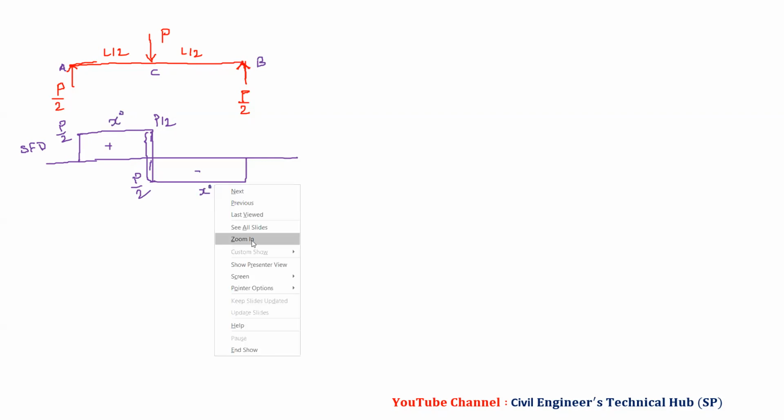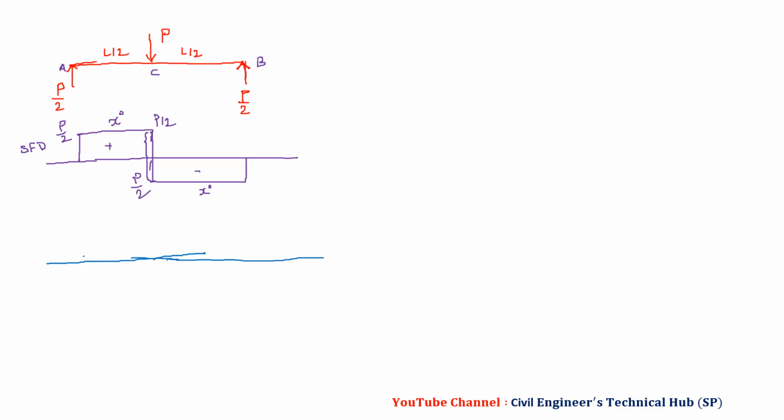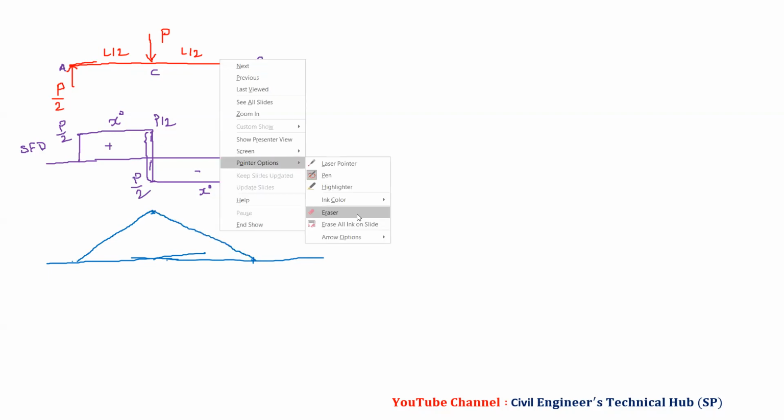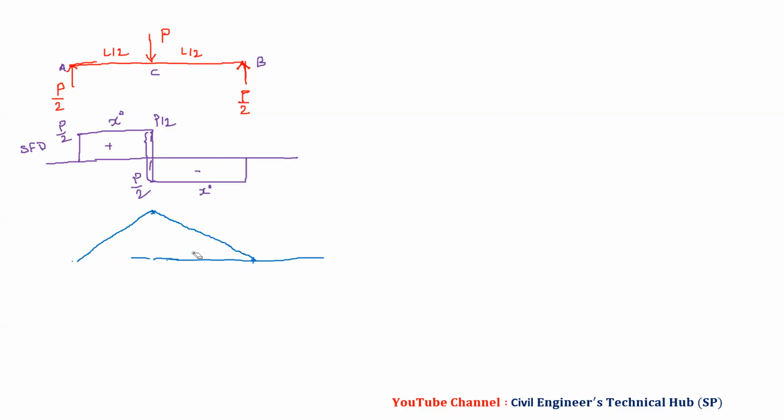Now you can go for BMD, and in BMD you can see we have concentrated load at center, and then if we will plot it, then we are going to get it as P by 2 into L by 2, and this will be PL by 4. So we have this value as PL by 4.